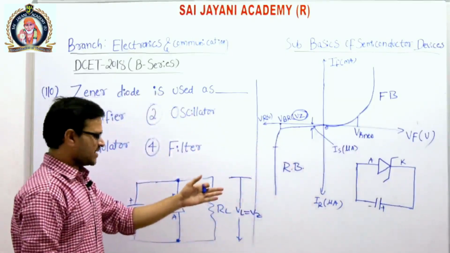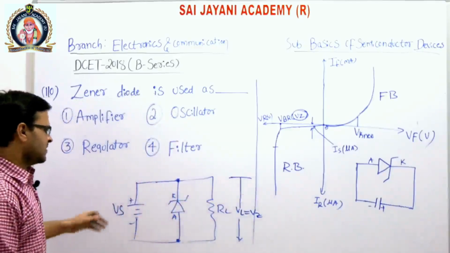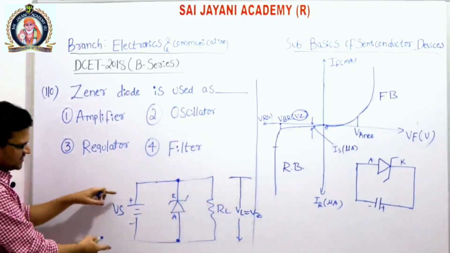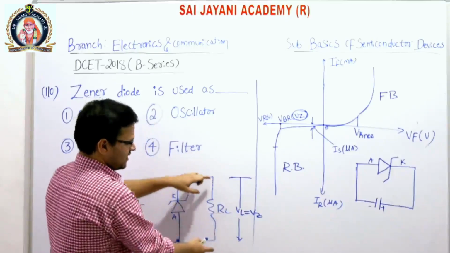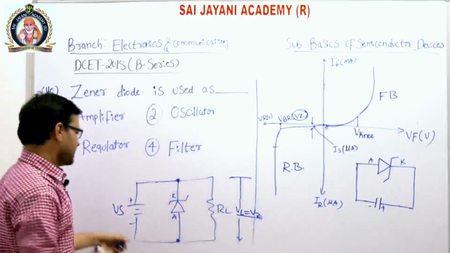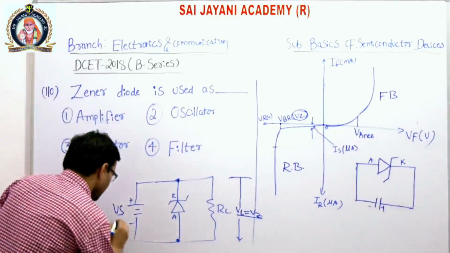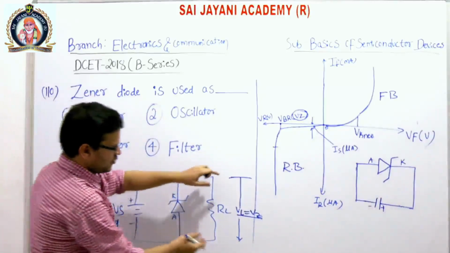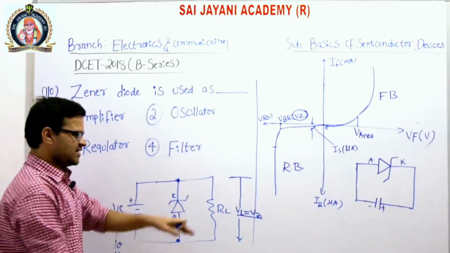and this can be shown using the circuit diagram. What does regulation mean? Even though the source voltage increases, the voltage at the load side will be constant, that is VL is equal to VZ. If we vary the voltage, say we give 9 volt, 10 volt or 11 volt, the voltage present at the load side will not increase or decrease, it will be constant.